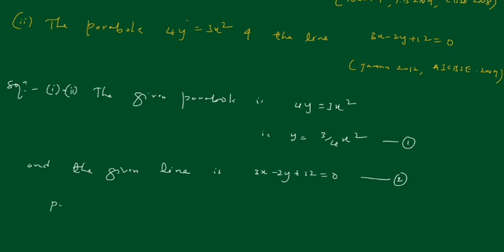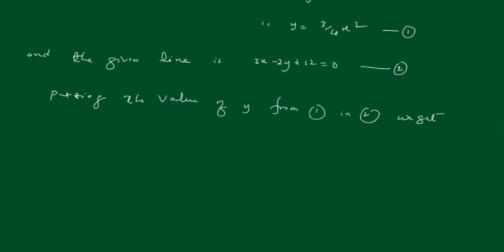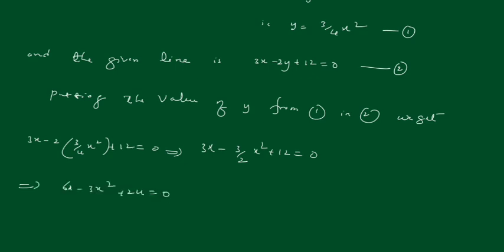Putting the value of y from 1 in 2, just substitute the y value of equation 1 in equation 2, we get 3x minus 2 into 3 by 4 x square plus 12 equals 0, which implies 3x minus 3 by 2 x square plus 12 equals 0, which implies 6x minus 3x square plus 24 equals 0, which implies x square minus 2x minus 8 equals 0. On simplifying, we get x minus 4, x plus 2 equals 0, which implies x equals 4, minus 2. We have just solved the quadratic equation here.